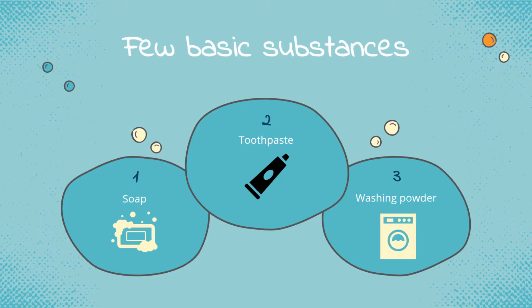Some examples of bases are soap, toothpaste, and washing powder. Now you will notice that they all have something in common, right? That they all are used for cleaning. Why is that? Well, because bacteria in our mouth prefer an acidic environment to grow, because of which our toothpaste is basic in nature. It helps react with the acid and clean out the germs.